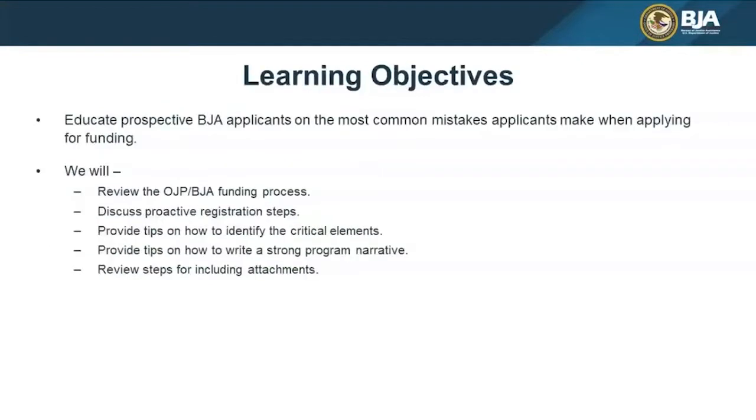The learning objectives. We want to educate prospective BJA applicants on the most common mistakes applicants make when applying for funding. We will review the OJP BJA funding process, discuss proactive registration steps, provide tips on how to identify the critical elements, provide tips on how to write a strong program narrative, and then review steps for including attachments.